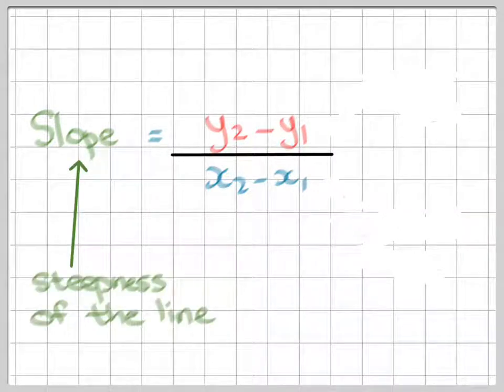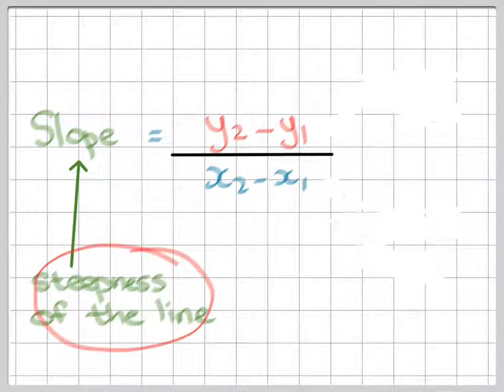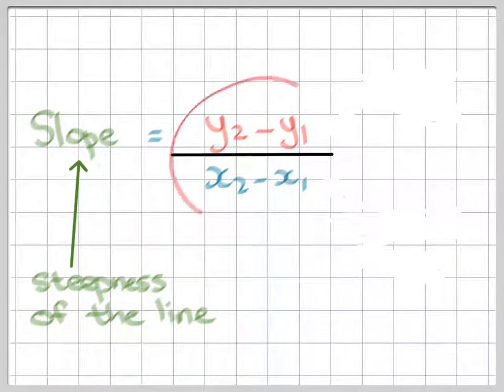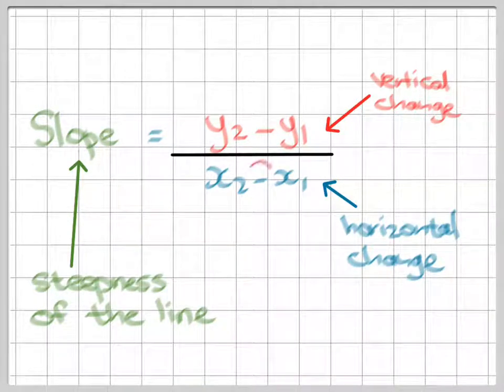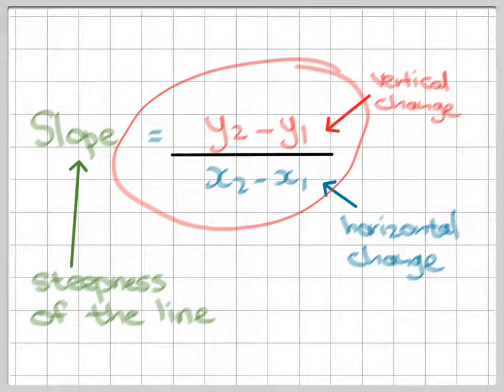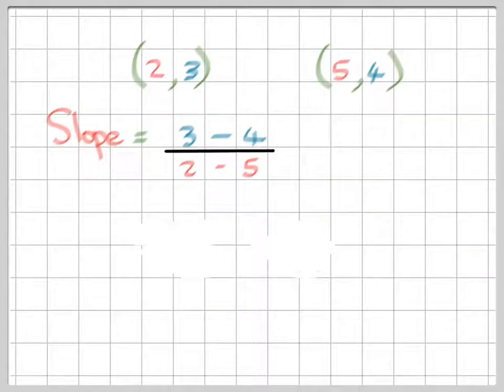Okay, so our first thing that we want to know is that the slope or gradient, whatever you choose to call it, is actually the steepness of the line. Okay, and we're going to use that formula to calculate it, and the y's actually represent the vertical change once you've done your difference here, and the x's represent the horizontal change once you've calculated your difference between the two. Okay, so this formula, very important to bear in mind for gradient or slope.